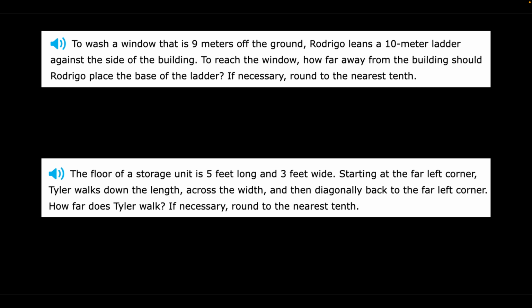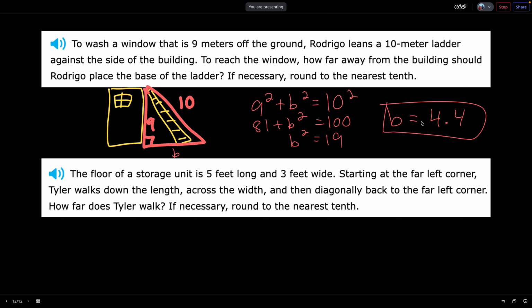Okay, now that you've had time to work these problems, let's check your solutions. Okay, for the first problem here is the work. You should have gotten 4.4. Here's my wonderful drawing. Here's the window, the ladder, and I outlined the triangle that we're working with in red.